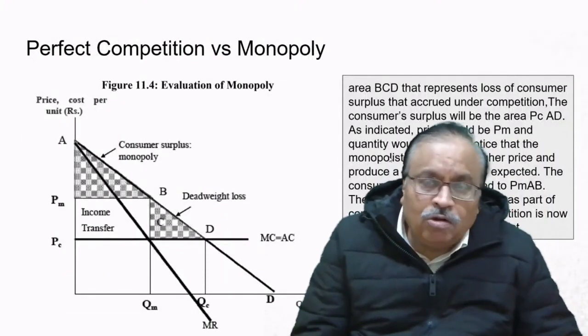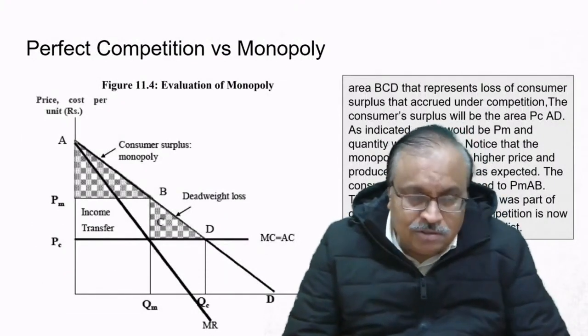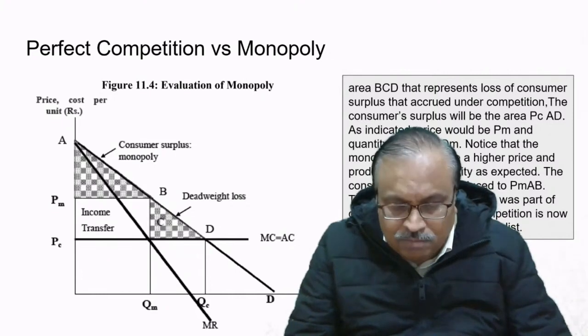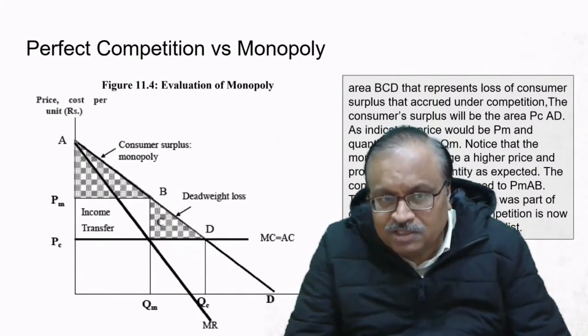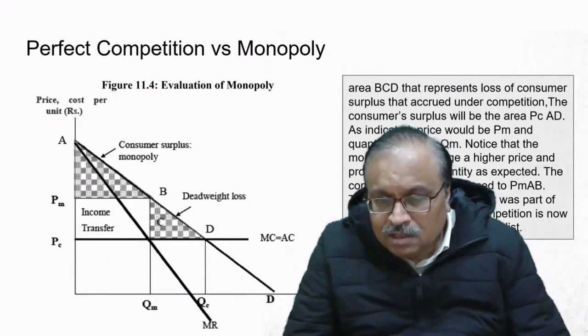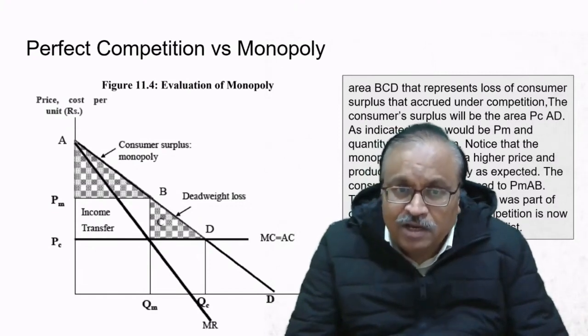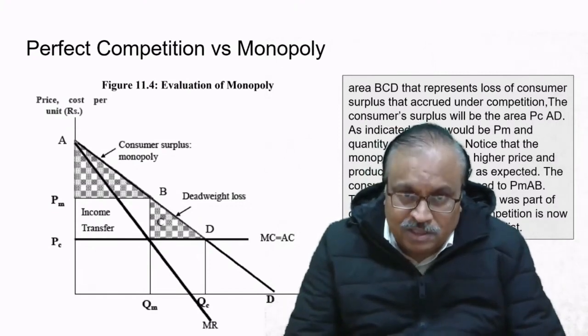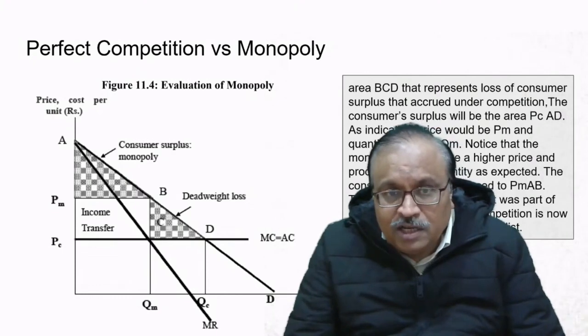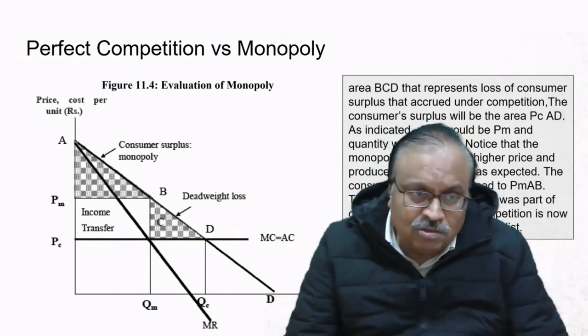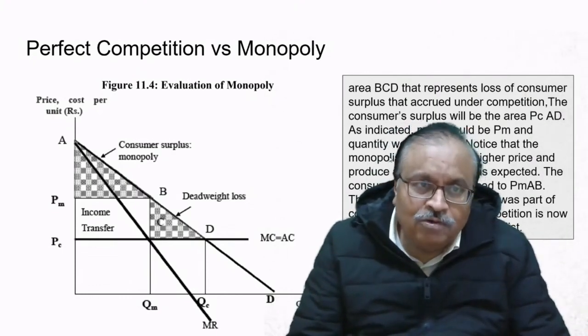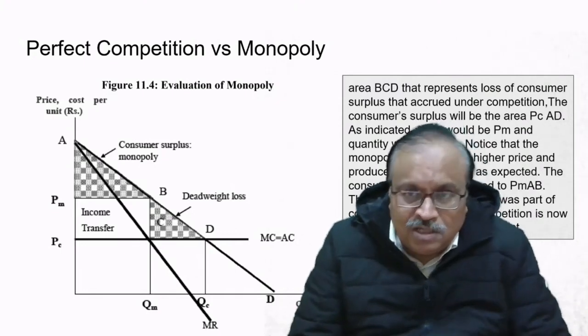So, perfect competition versus monopoly. There is always a fight between perfect competition and monopoly, because perfect competition is an area where the market commands the price, and monopoly is an area where the firm commands the price. So there is always a sort of tiff going on between perfect competition and monopoly.